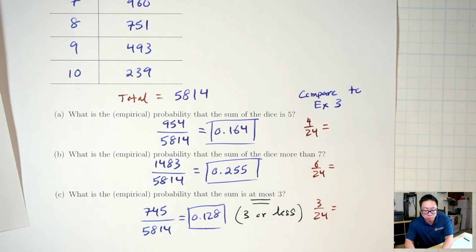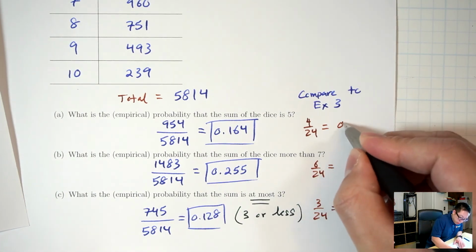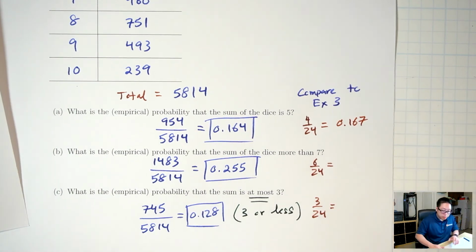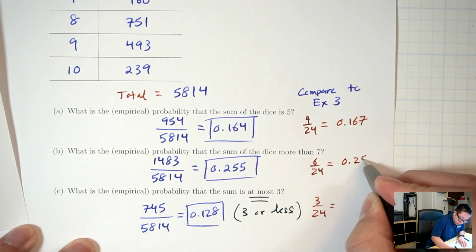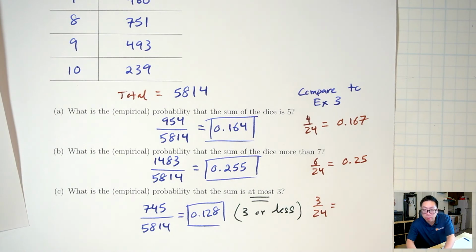So 4 out of 24 is 0.167. 6 out of 24 is 0.25. 3 out of 24 is 0.125.